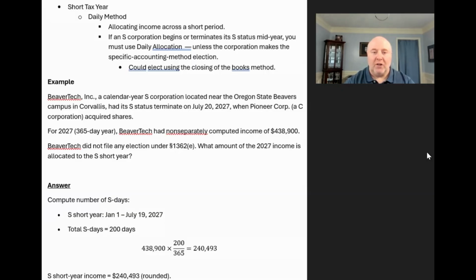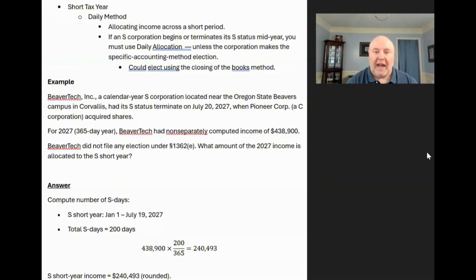So what we need to do is figure out this year's profit, and how much of it is going to be allocated to our S Corp years for that January 1st to the July 19th period. So we have for 2027, a 365-day year, Beaver Tech had non-separately computed income of $438,900. Beaver Tech did not file the election under Section 1362(e). What amount of the 2027 income is allocated to the S short year?